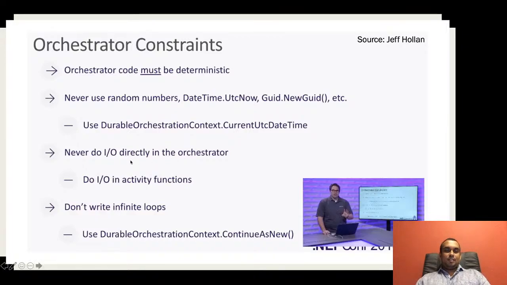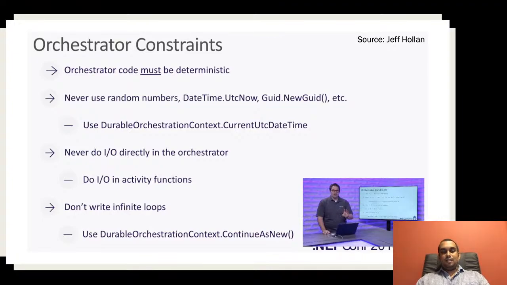And the next thing is never do IO directly in the orchestrator. The orchestrator function is there for orchestrating. It's not to do any database calls, or maybe waiting for user inputs or things like that. The whole idea of having an orchestrator function is calling the activity functions depending on a certain logic. So you don't need to be calling the databases or the REST APIs, because that has to happen within the activity function.